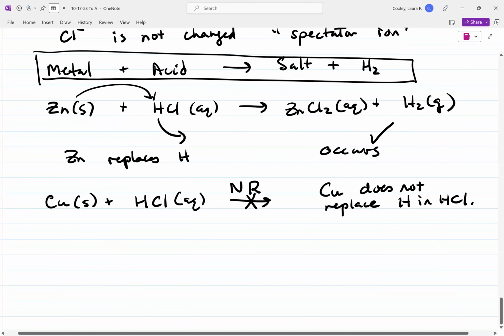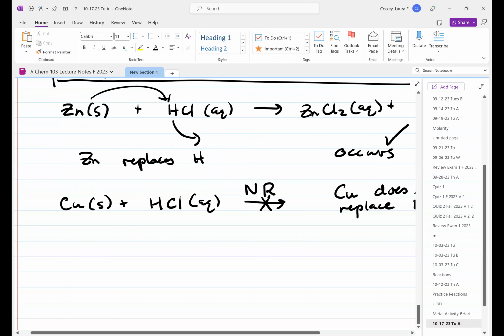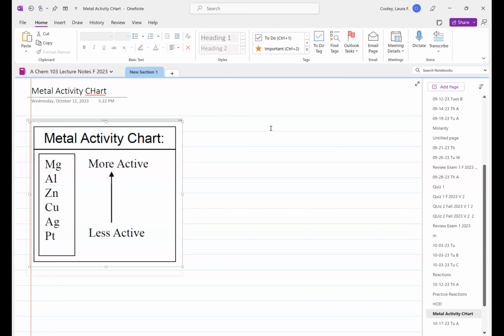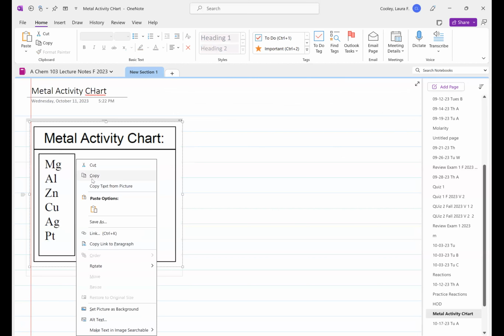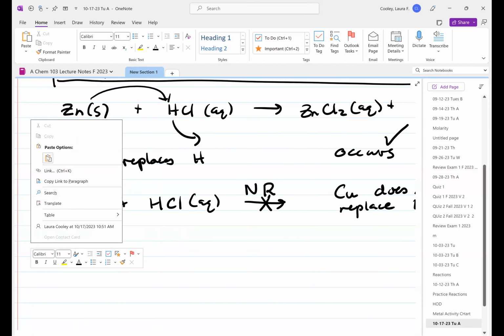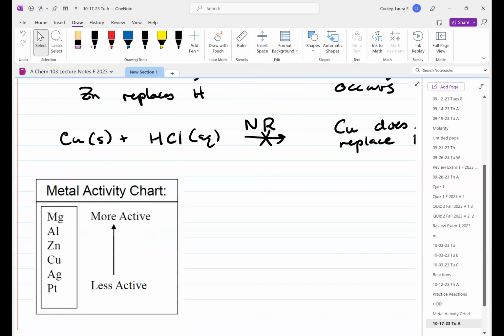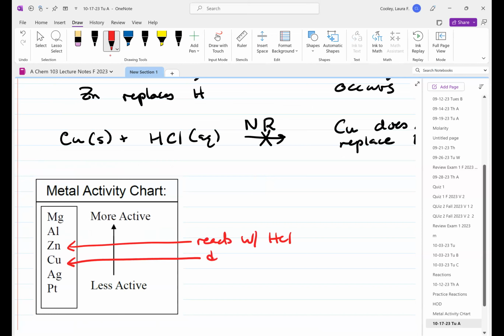Okay, so you might say, okay, well, let's look at our metal activity chart. Grab it again. Okay, so you could see here, let's take a look. We had zinc reacted with the HCl. That's right here. This reacts with HCl. This does not react.